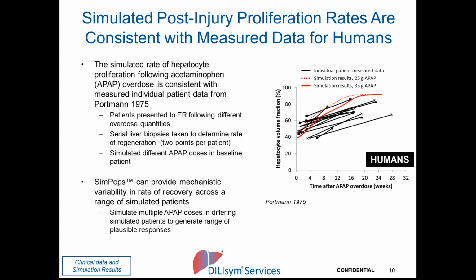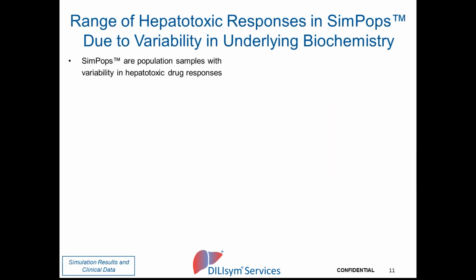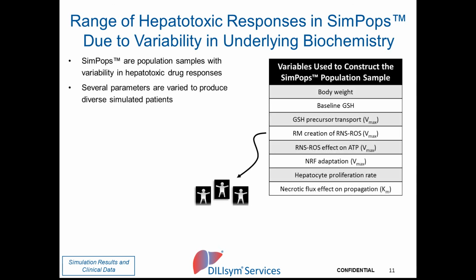I should point out that the simulation results shown in red represent, in this case, just the baseline simulated human. We can capture variability in this response by using what we call simulated populations, or SimPops. The SimPops are population samples with variability in the hepatotoxic drug responses, and that variability is due to variability in parameter values across a variety of different biochemical areas.